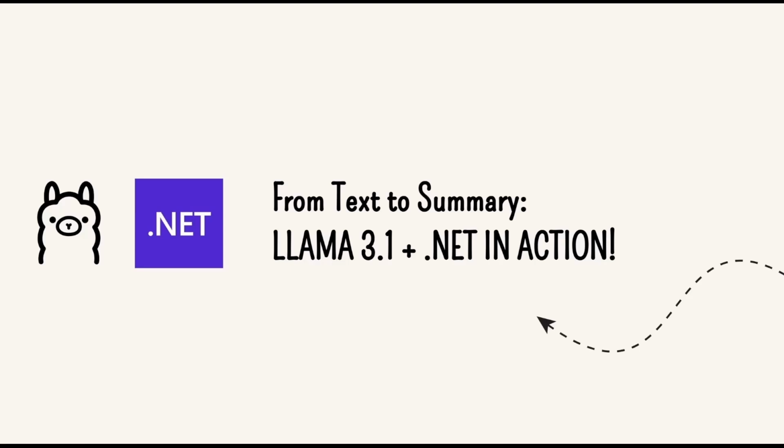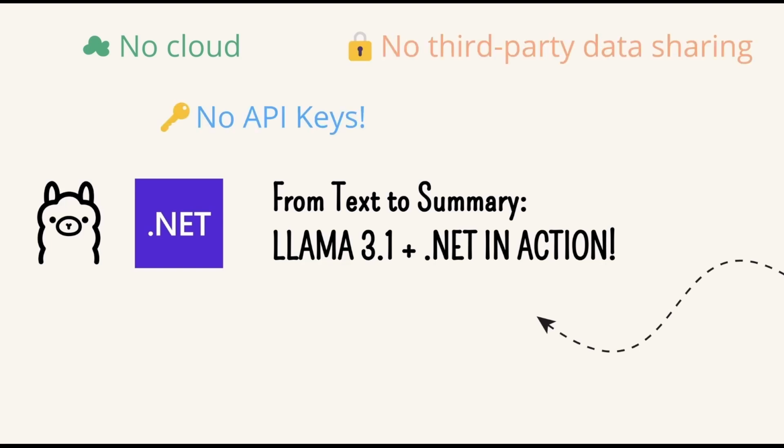In this video, we are building a .NET app that can take any block of text, summarize it using AI, and save the result as a markdown file. And the best part, we are doing this with Meta's LLaMA 3.1 large language model running right here on our machine with Ollama. There is no cloud, no API keys, no third-party data sharing.